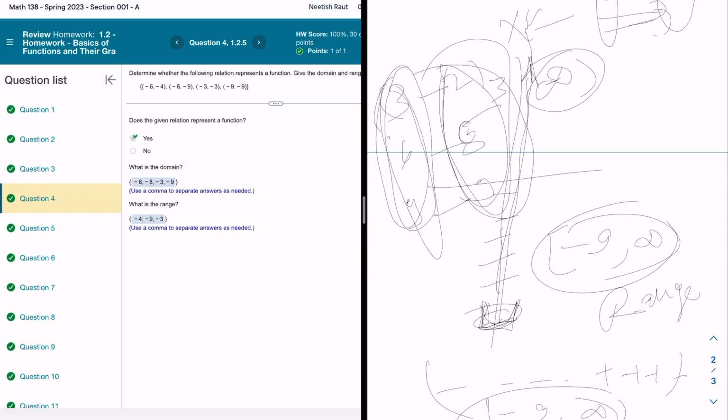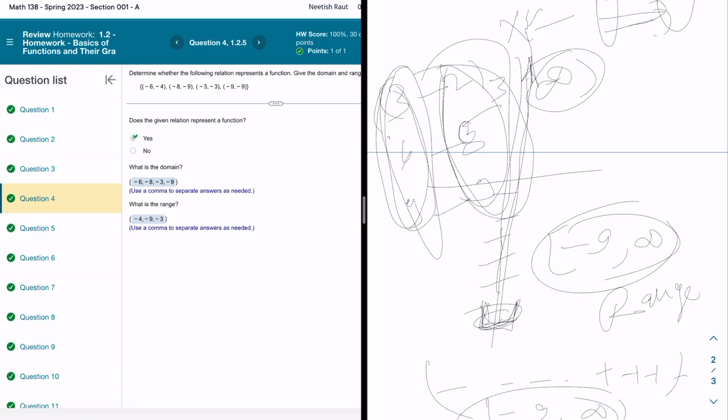Now again the same question, and it's asking is this a function or not. So look at the x and y coordinates. Look at the x, does every x have its unique solution or not? So -6 has -4, -8 has -9, -3 has -9. So every domain, or every x coordinate, has its unique y coordinate. So this is a function.